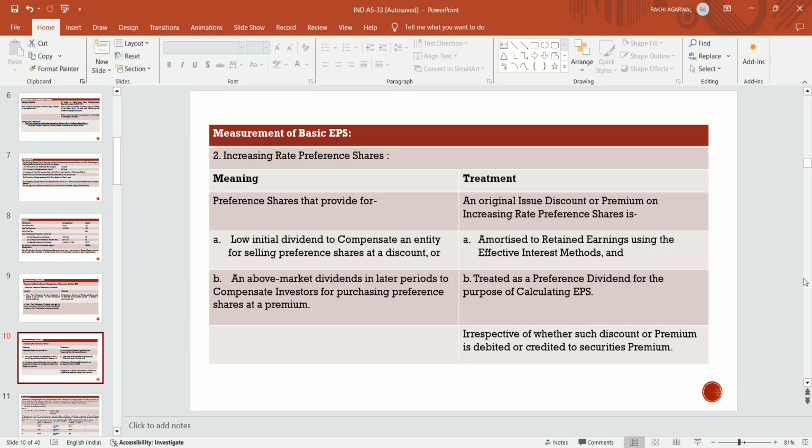Increasing rate preference shares are preference shares that provide for a low initial dividend to compensate an entity for selling the preference shares at a discount.